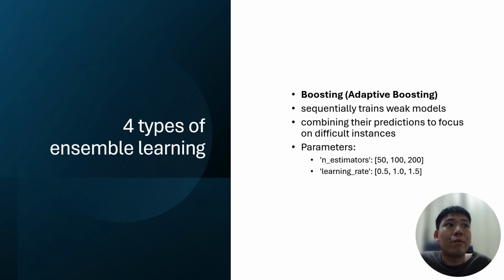The third ensemble learning we have chosen is boosting, and we choose adaptive boosting. Adaptive boosting sequentially trains weak models on a weighted version of the data and combines their predictions to focus on difficult instances and improve the overall accuracy. We also tune the parameters for adaptive boosting, which are n_estimators and the learning rate.